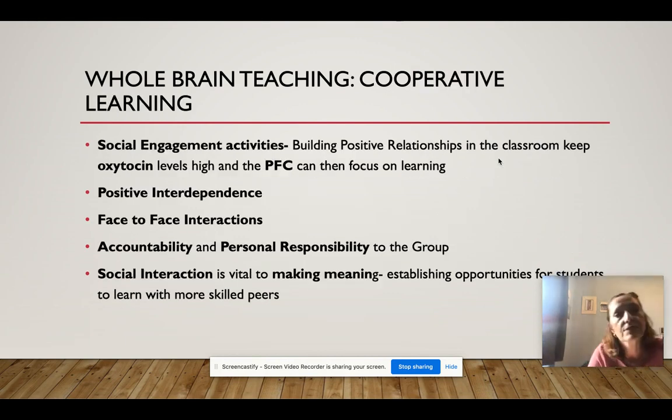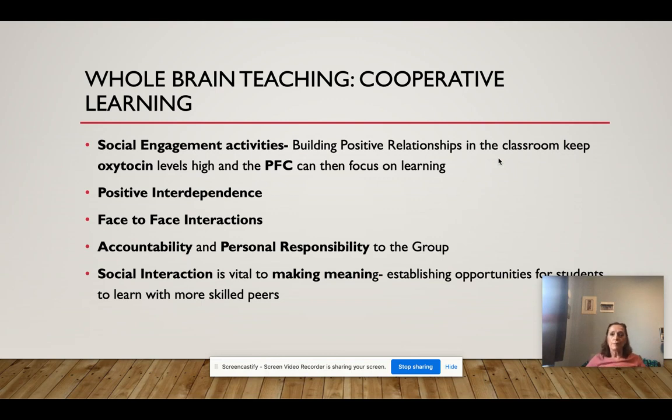So the next piece of this is, we've talked about comfort. Now we're going to talk about cooperative learning with whole brain teaching. And cooperative learning is really a wonderful, wonderful way to get that oxytocin released and social engagement. We're all, as I said earlier, social beings. We need connections.